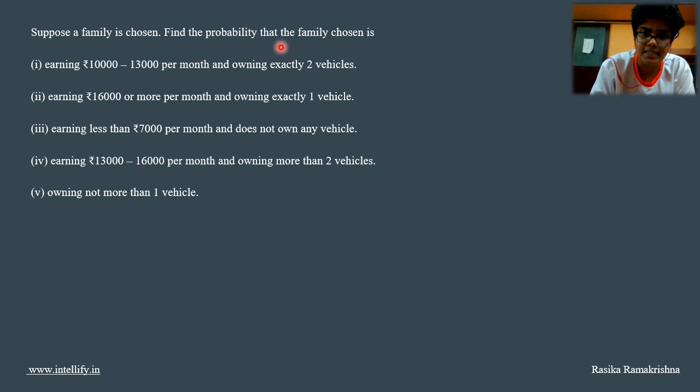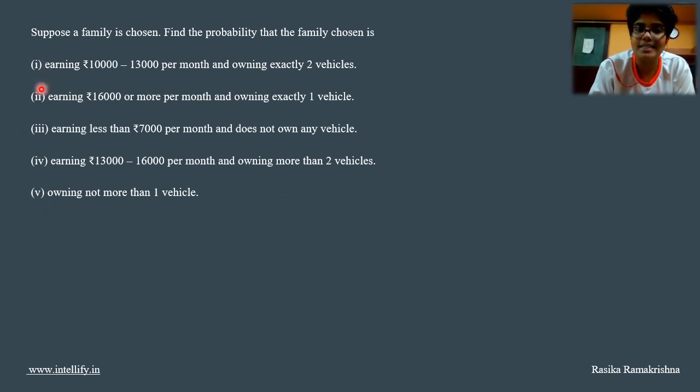Find the probability that the family chosen is: 1. Earning 10,000 to 13,000 per month and owning exactly 2 vehicles. 2. Earning 16,000 or more per month and owning exactly 1 vehicle. 3. Earning less than 7,000 per month and does not own any vehicle. 4. Earning 13,000 to 16,000 per month and owning more than 2 vehicles. 5. Not owning more than 1 vehicle.